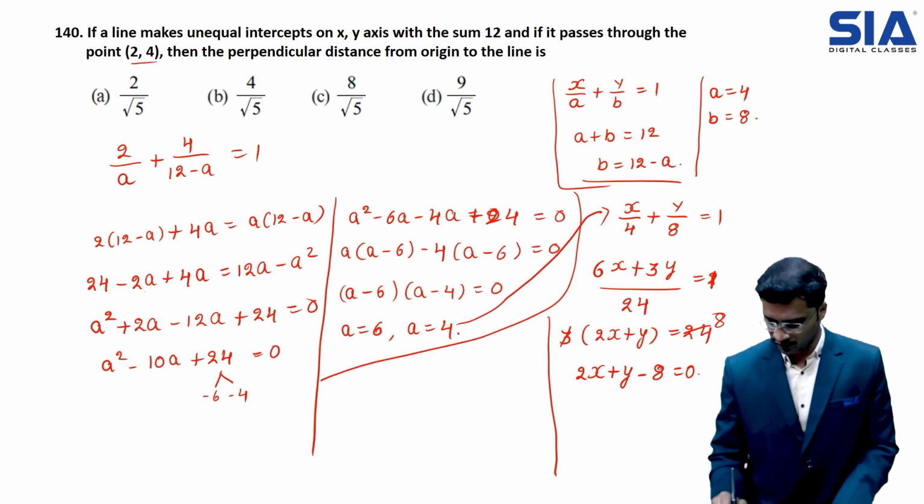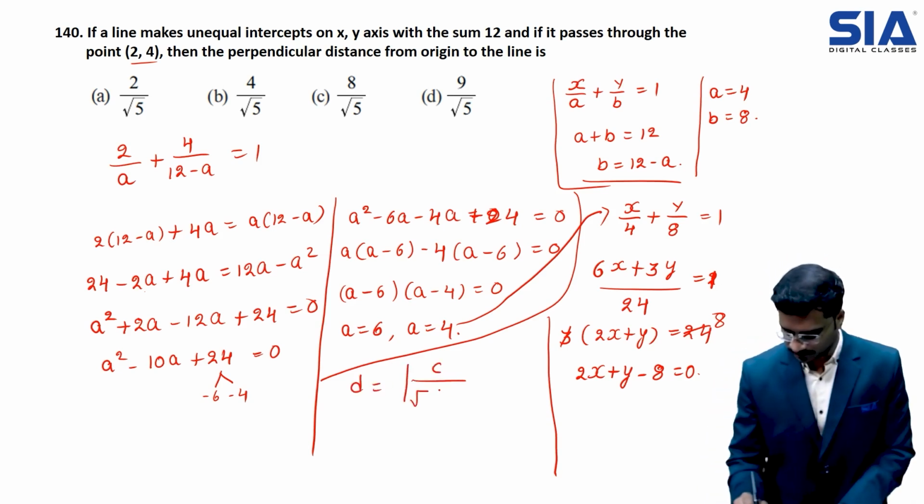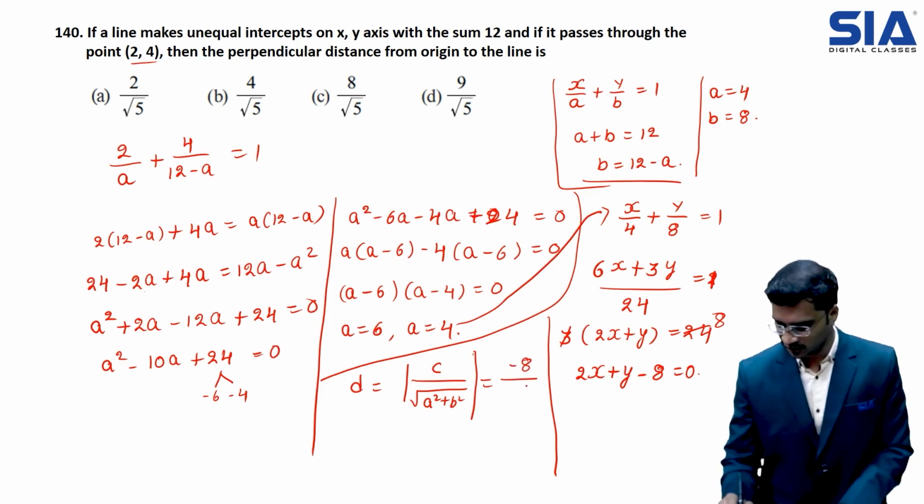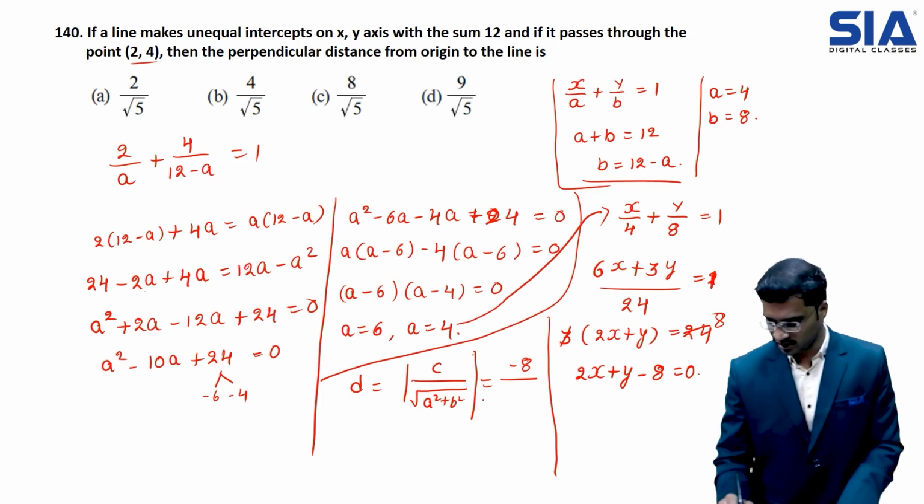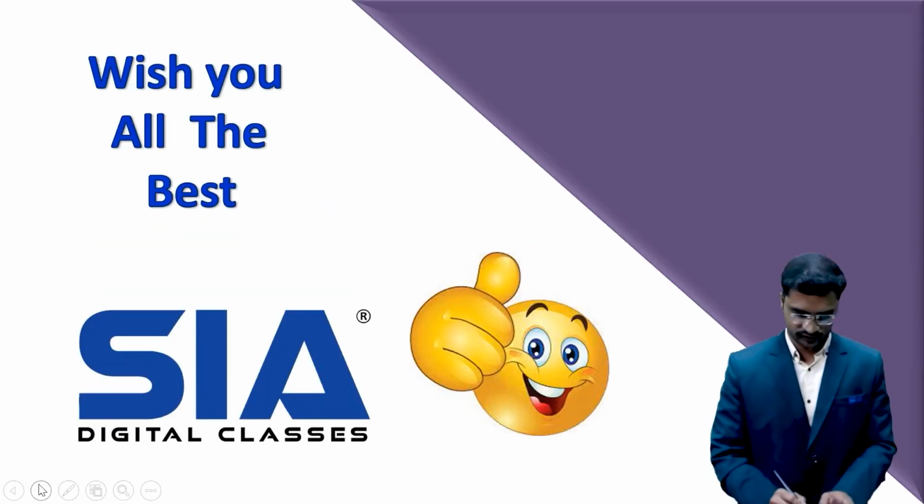Now what we have to find? We have to find the perpendicular distance from origin. So the distance is nothing but modulus of c divided by under root of a square plus b square. Okay. Now here the value of c is what? Minus 8 divided by under root of 2 square is 4, 1 square is 1. 4 plus 1 is under root of 5. So our answer is what? Modulus of minus 8 by root 5. So after taking the modulus, we are left with 8 by root 5, which is option C. So our answer is 8 by root 5.